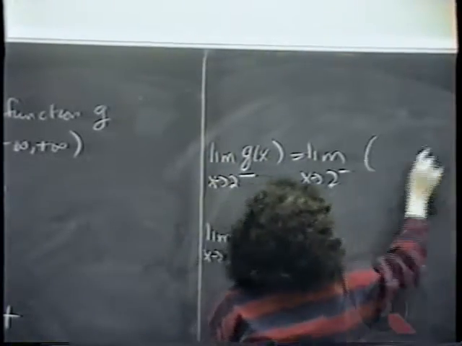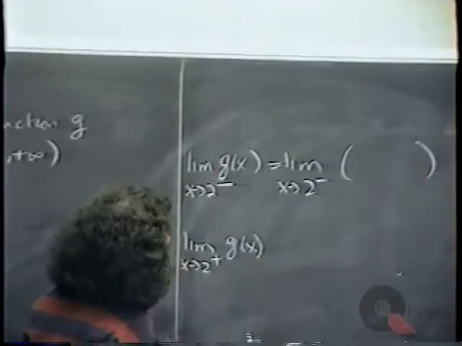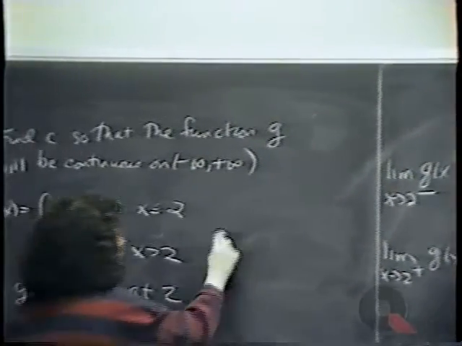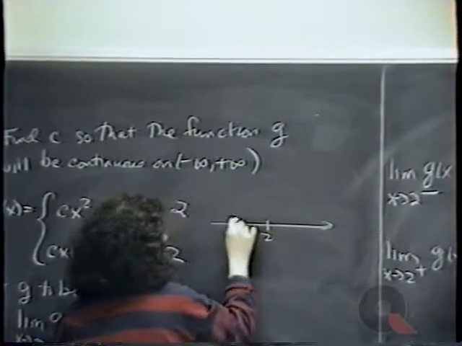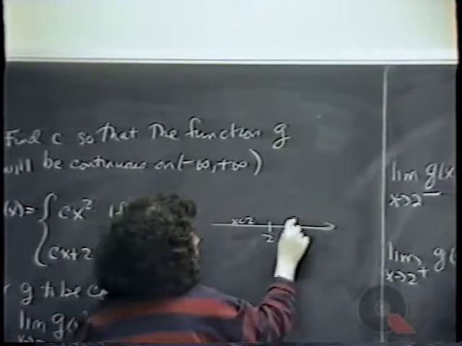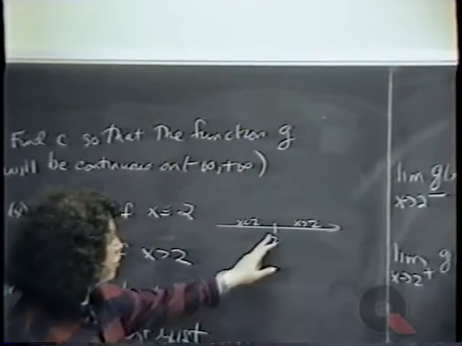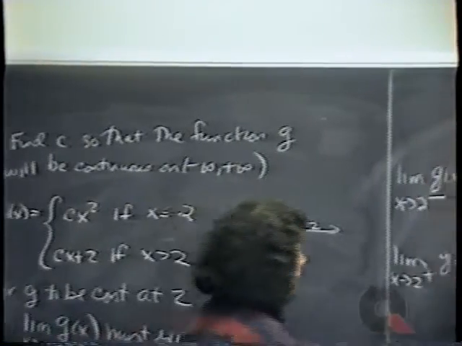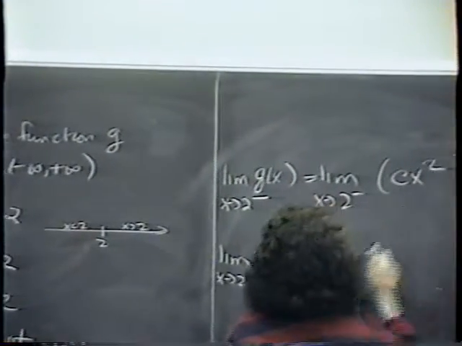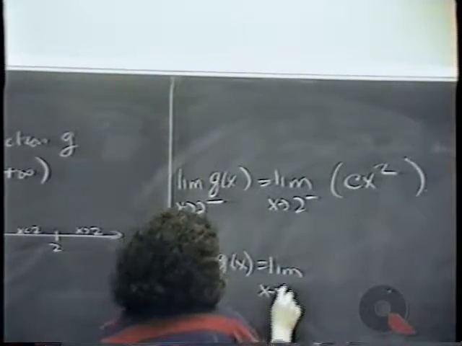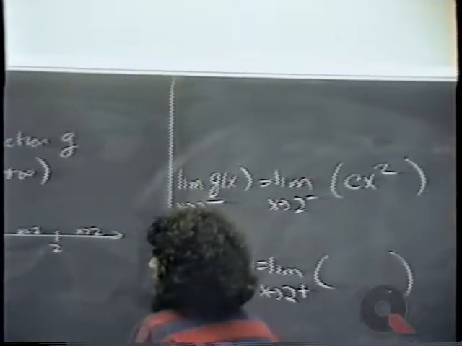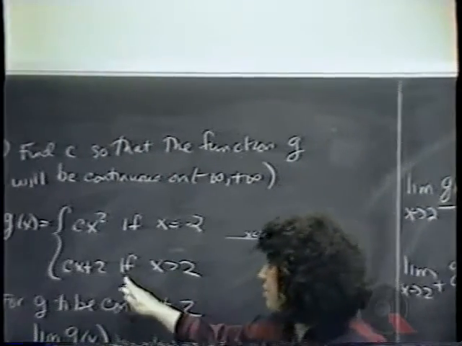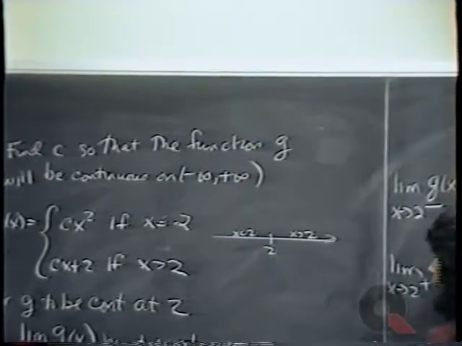As x approaches 2 from the left, x is less than 2. In other words, here we have our real line. This side x is less than 2, this side x is more than 2. As x approaches 2 from the left side, x is less than 2, and the function is cx squared. When you approach 2 from the right side, you're greater than 2, and the function is cx plus 2.